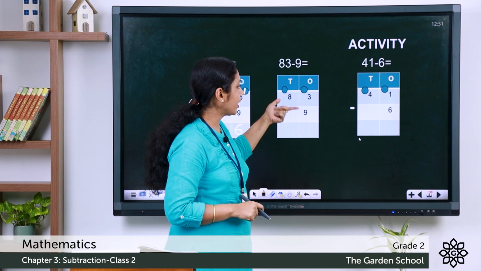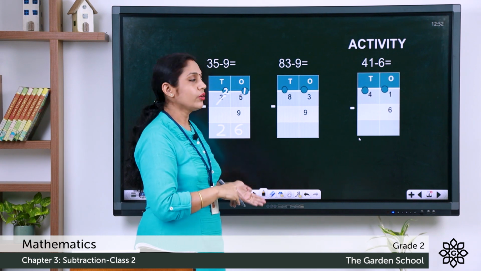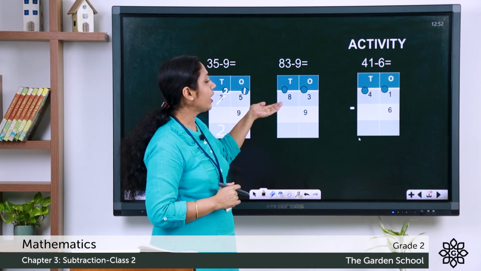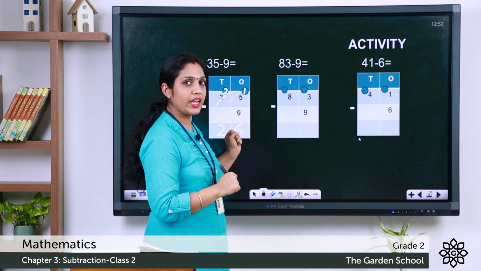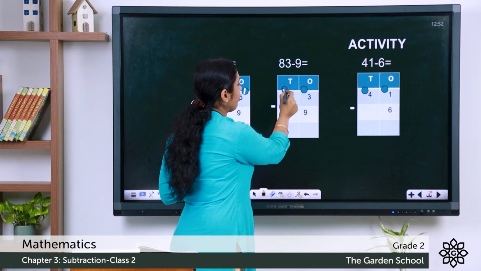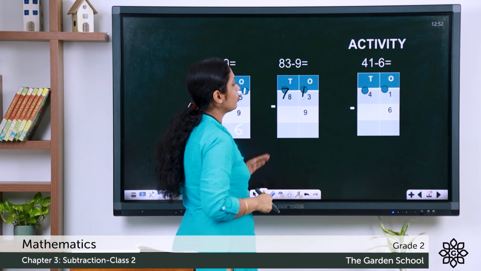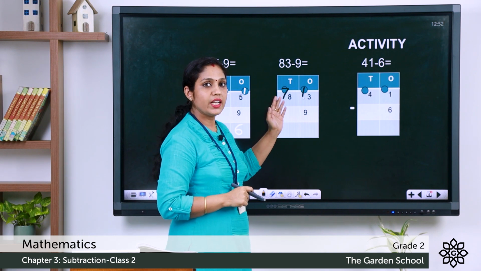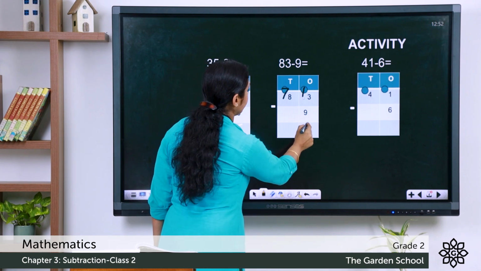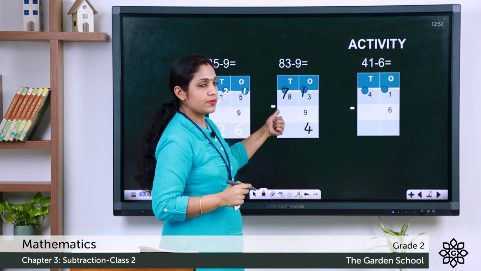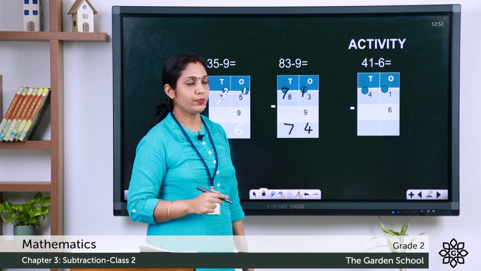So can we subtract 9 from 3? No. 9 is greater. We have to go to the tens place for borrowing. We have 8 in the tens place. So when we borrow, when we take away 1 from 8, we get 7. And you can write 7 over here. And that one you're taking to the ones place, we get 13. 13 minus 9. You get 4. In the tens place, we have 7. Write it down and the answer is 74.